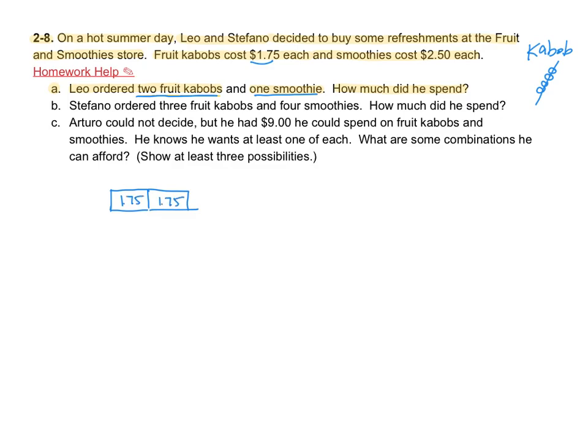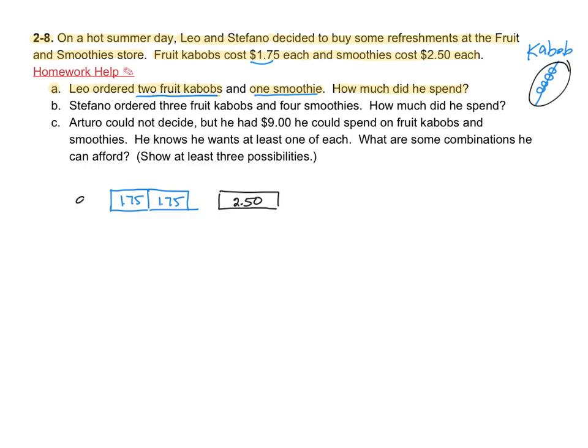And then that's for Leo, but he also ordered a smoothie. I could do a different color for a smoothie. And I'm just doing a rectangular representation, like tiles, but you could actually draw the fruits and the smoothie to just have fun with the math homework. So I'm just gonna do a visual representation with the diagram. So $2.50 for 1 smoothie. So right now, how much did he spend?